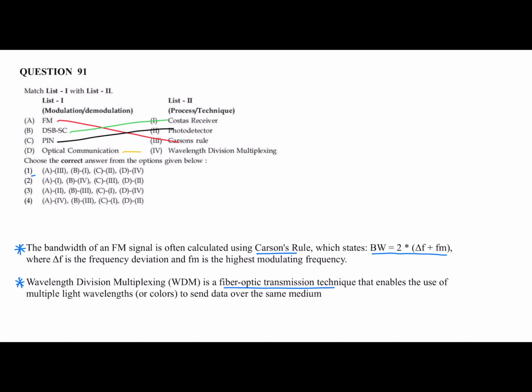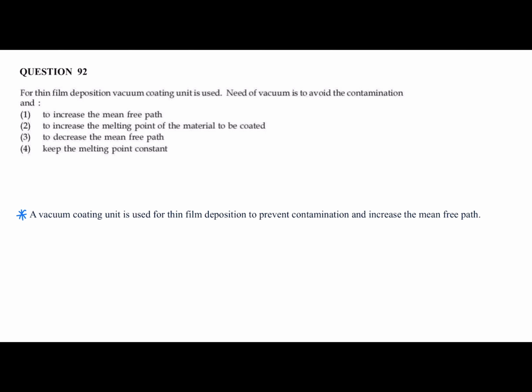Optical communication, wavelength division multiplexing. So the correct option is A3, B1, C2, D4. Correct option is 1. Next question.